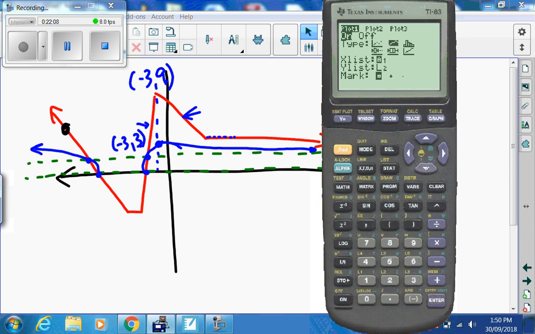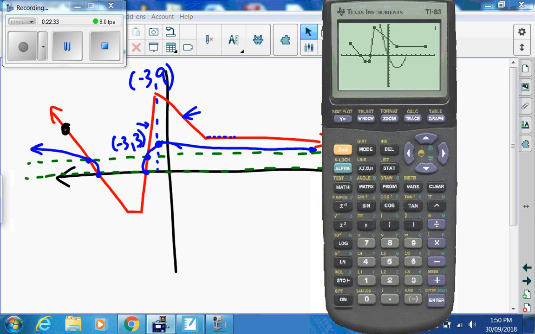Now this is key. You need to make sure that these are lined up right. X list is L1. Looks good. Y list is L2 because those are the points that I put in. And I'm going to have it do these little square dots. Now I'm going to make sure my zoom is on right, so I'll hit zoom standard from -10 to 10. And there's my graph. See?